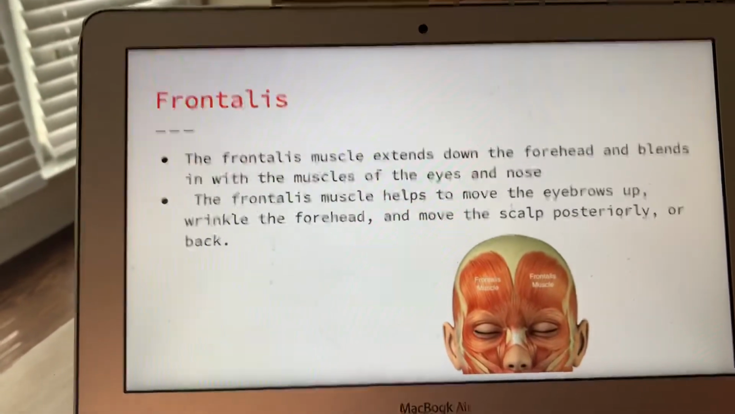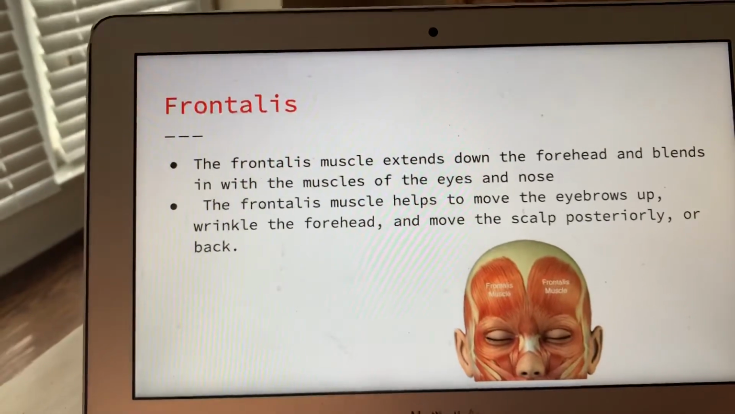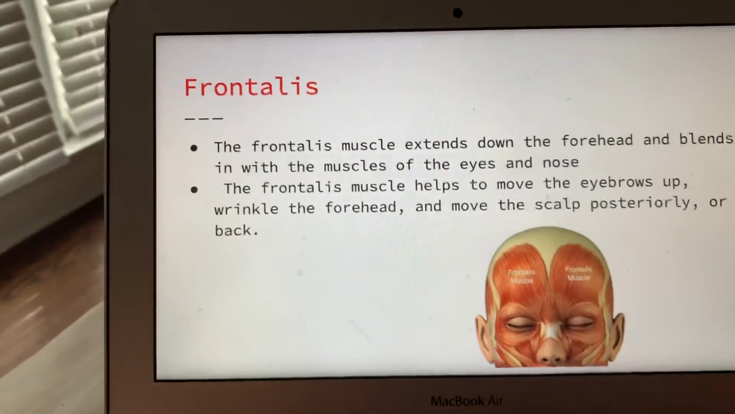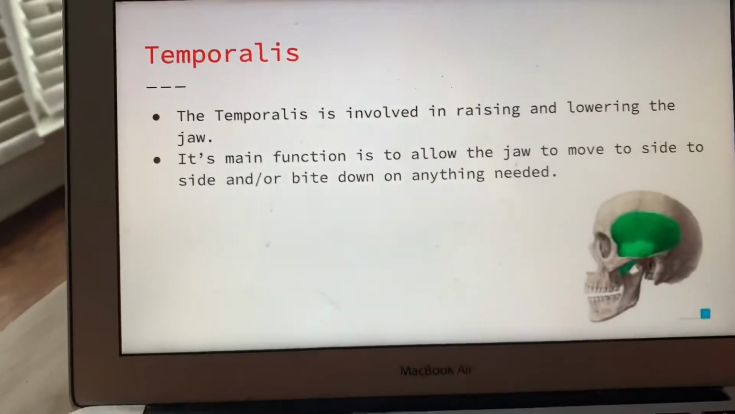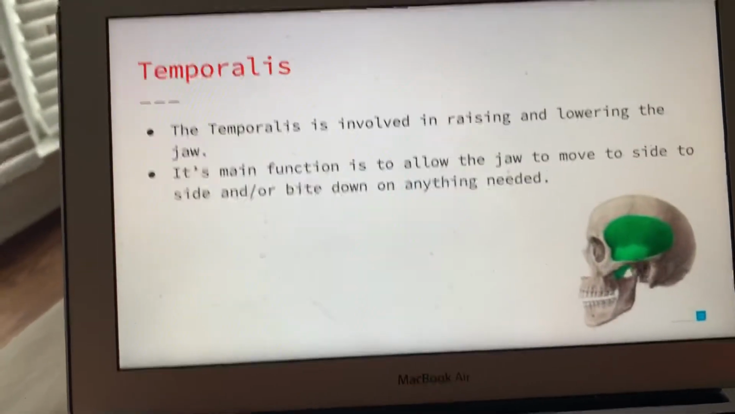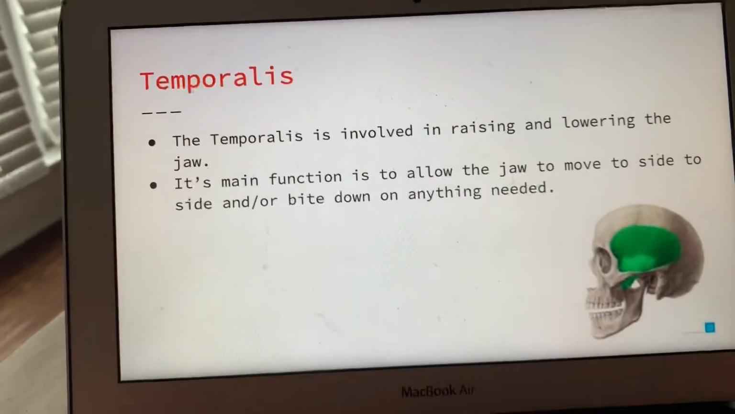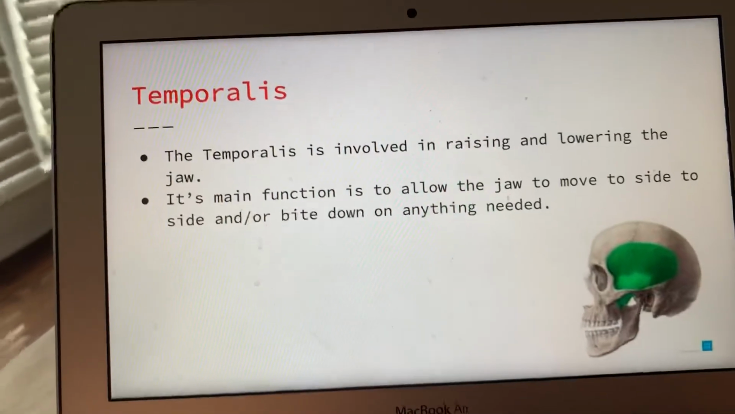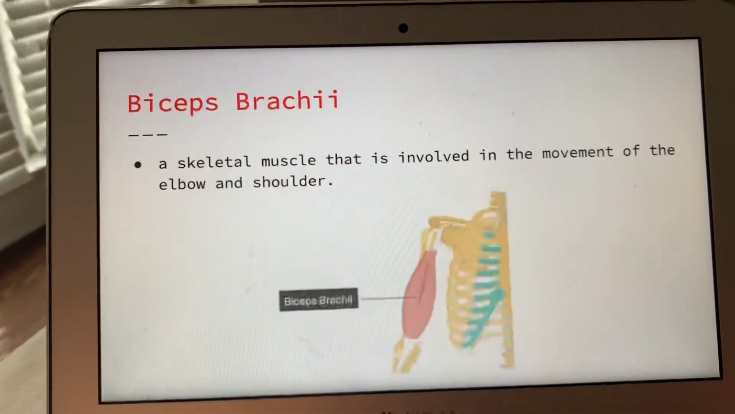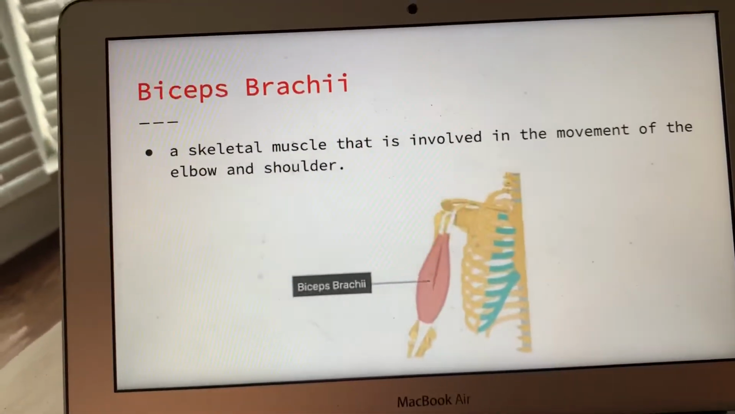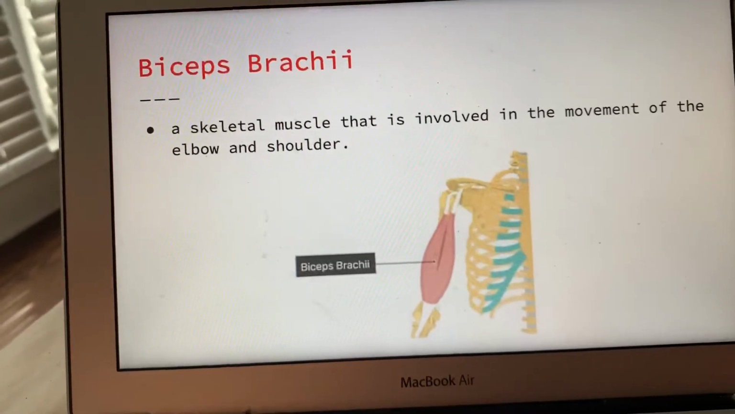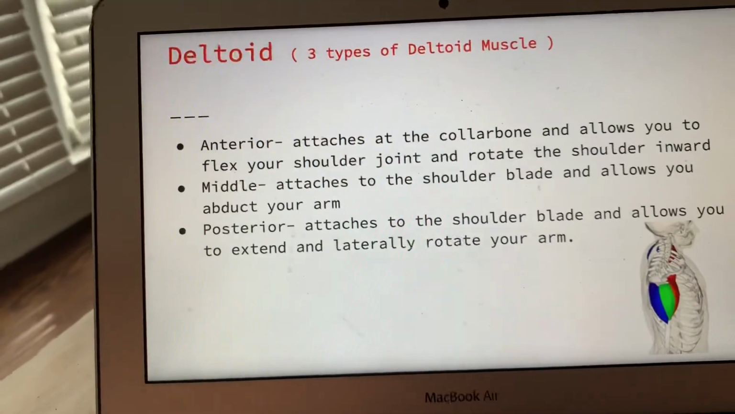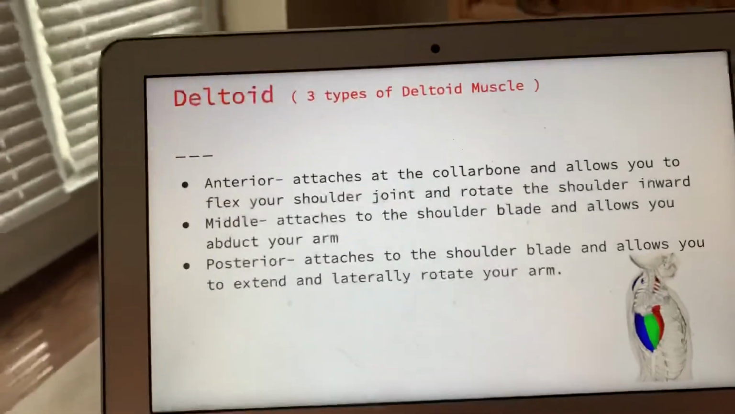The frontalis is a muscle that extends down the forehead and blends in with the muscles of the eyes and nose. The temporalis is involved in raising and lowering the jaw. Its main function is to allow the jaw to move to the side or to bite down on anything needed. The biceps brachii is a skeletal muscle that is involved in the movement of the elbow and shoulder. The deltoid. There are three types of deltoid muscle.